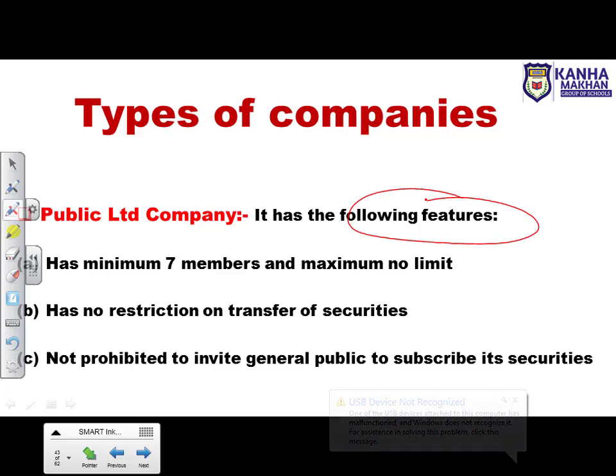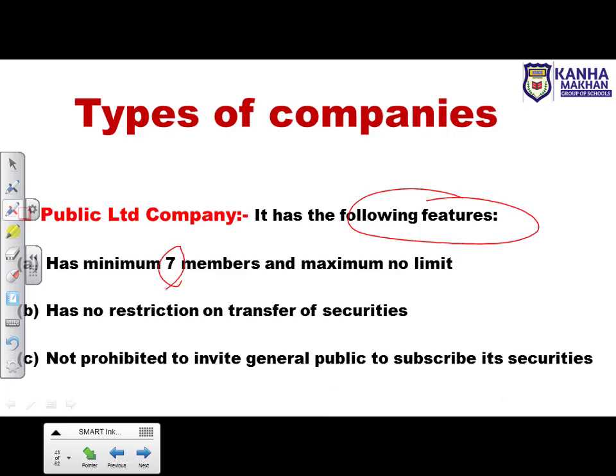So first feature is that it has a minimum of 7 members. How many members? It is 7 members and maximum there is no limit. So public limited company minimum is 7 and maximum no limit. Coming to the second feature, it has no restriction on transfer of securities. In private there was a restriction, but in this public limited company there is no restriction. You can easily buy and sell the securities in public, in the stock exchange, right? And the third one, it is not prohibited to invite the general public to subscribe to its securities.